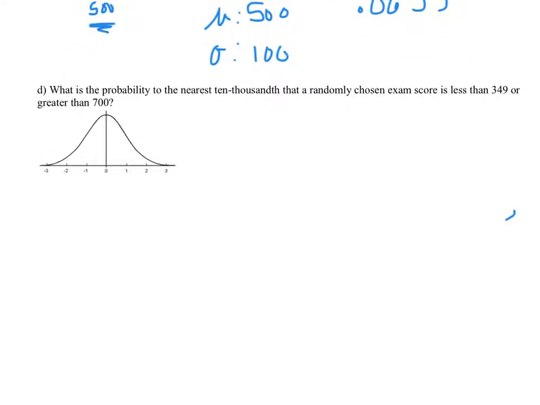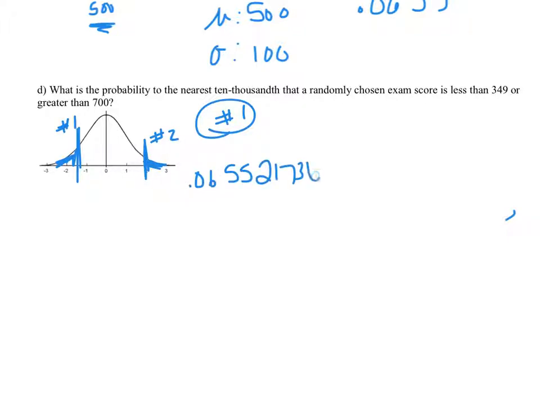Okay, and then they want to know less than 349 or greater than 700. So it's basically that number that I just got up there. Less than 349 is this way. I just need to figure out greater than 700. 700 would be right around here. So again, this will be my number 1, and this will be my number 2. Number 1, I just did, and I found out that it's 0.065521737. Okay, again, you don't want to round. Even though we did round in the top one, you don't want to round until the very end.